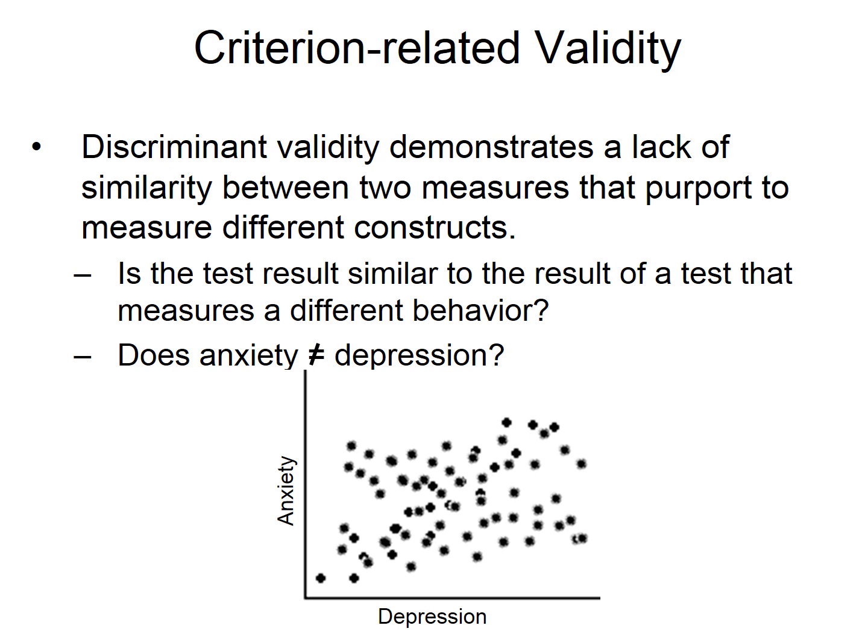So discriminant validity demonstrates a lack of similarity between two measures that purport to measure different constructs. So is the test result similar to the results of a test that measures a different behavior? If so, that's an argument against validity.